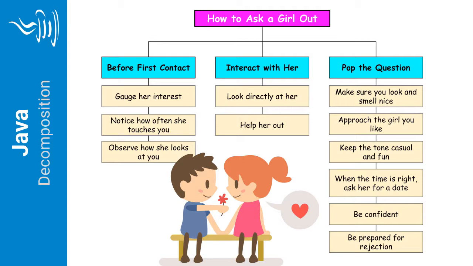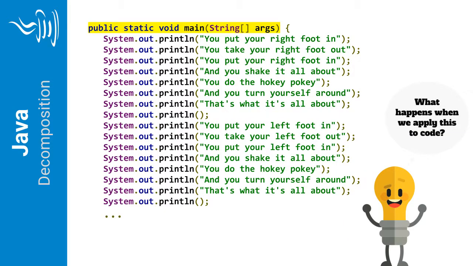Decomposition is a generic, abstract principle that can be applied to any problem, irrespective of whether a computer is involved. In this example, I decomposed a solution to an important, age-old problem, asking a girl out. A solution to a daunting problem is much easier to implement when broken into its distinguishable parts. Now let's shift gears and look at this in a programming context.